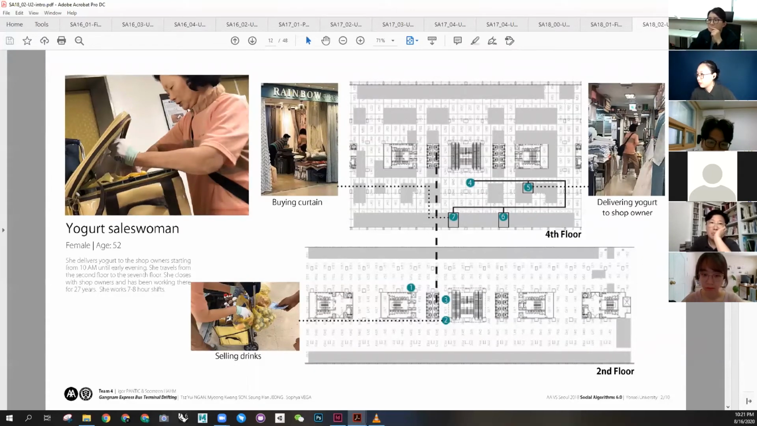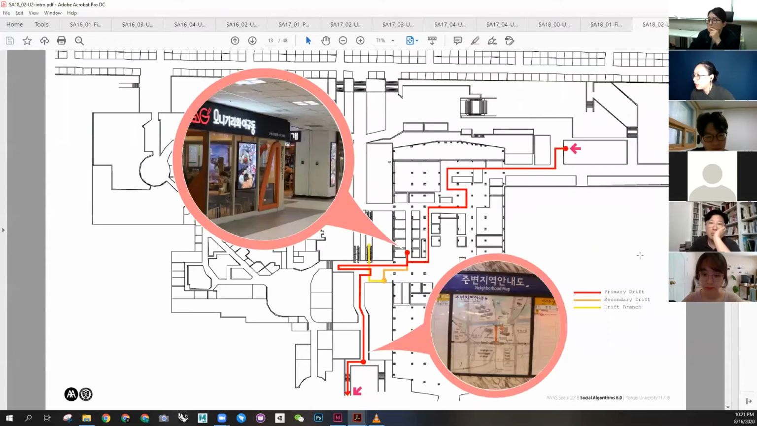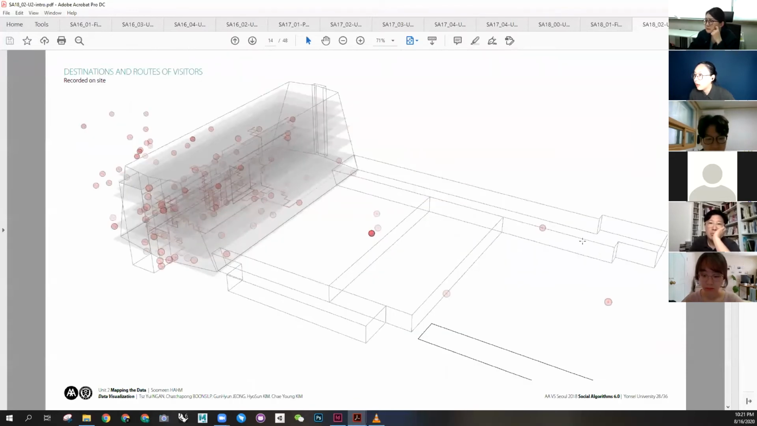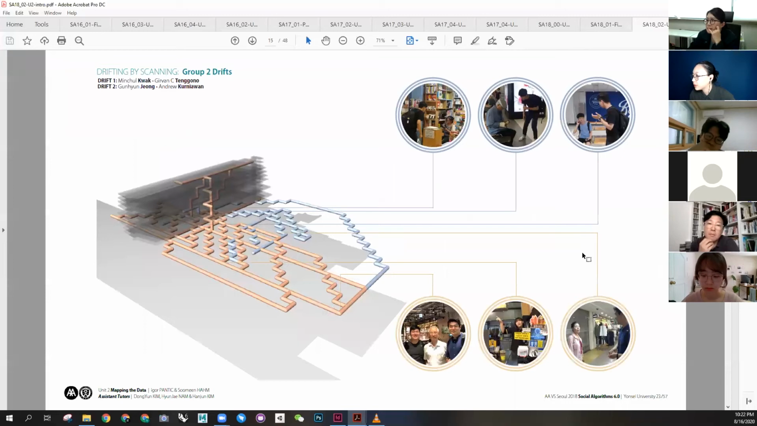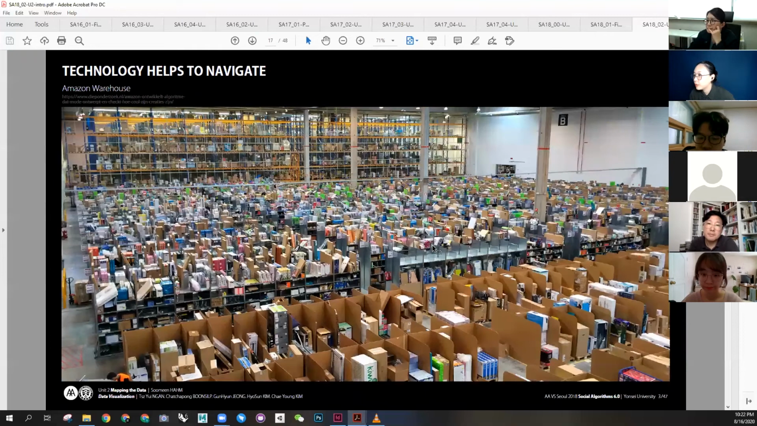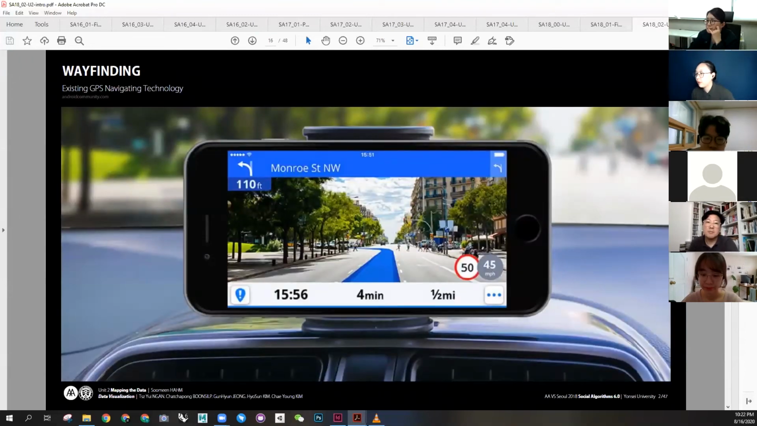And one of the interesting factors was probably this yogurt saleswoman, as one of the teams, I think it was Unit 1, we were also kind of mapping out that. And also they were trying to map out the most Instagram-liked positions and shops, and in the end that became their proposal.